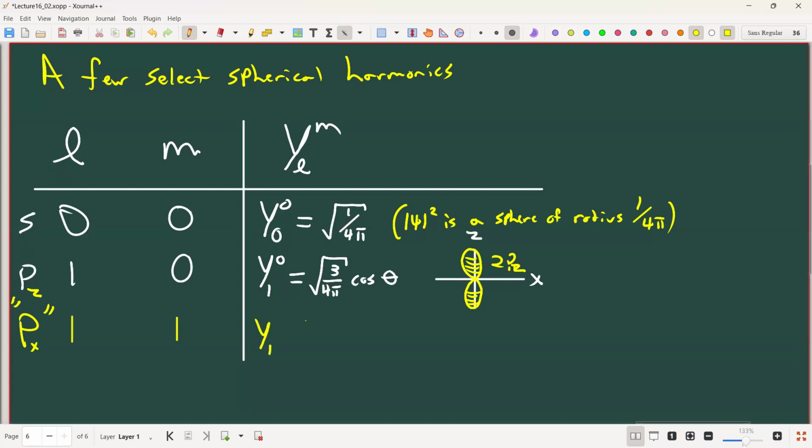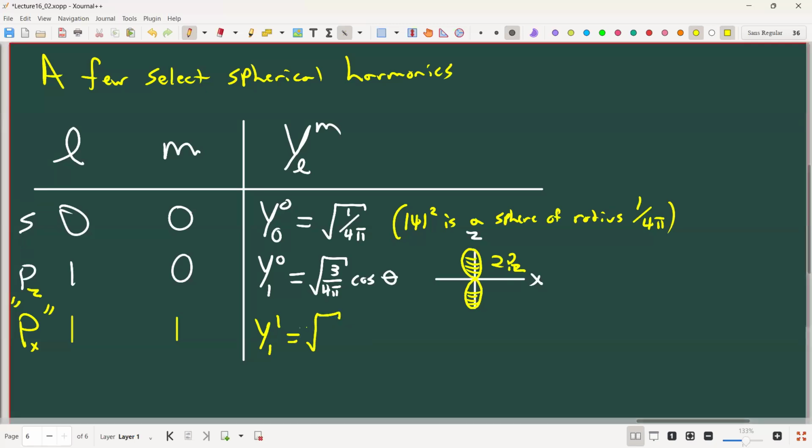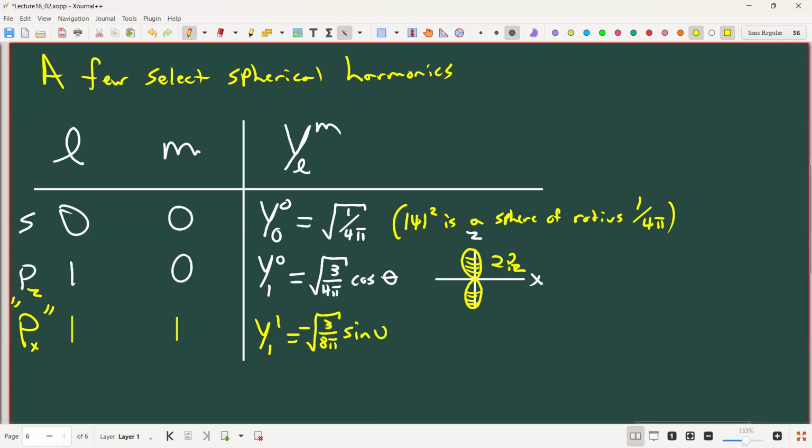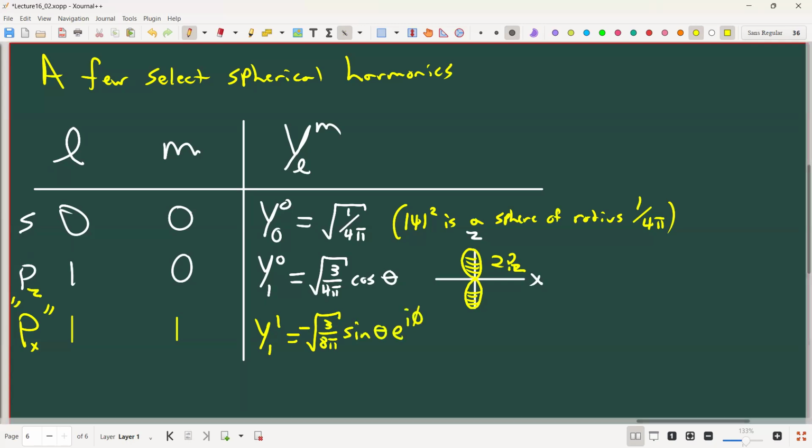We have to be very careful though, because this function, negative sign, square root of 3 over 8 pi sine theta, it has e to the i phi dependence. It has a complex function. So this is a complex function. All right, what does this mean? E to the i phi, remember, when you think e to the i theta, think sines and cosines, a circle. What this is saying is that this system is delocalized around the xy plane. It's delocalized, and it's complex.